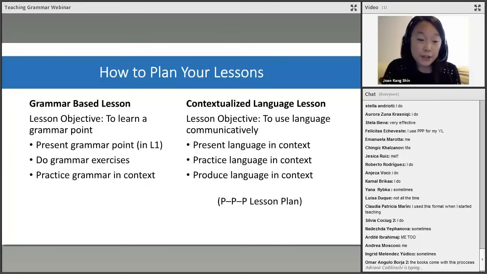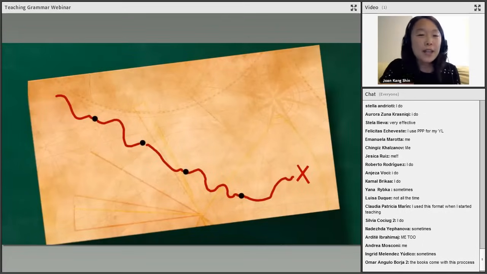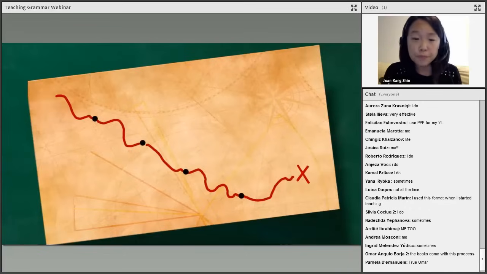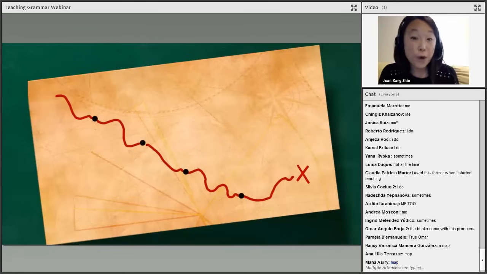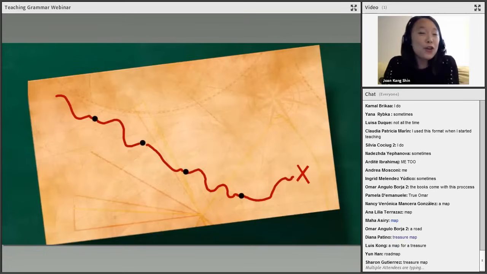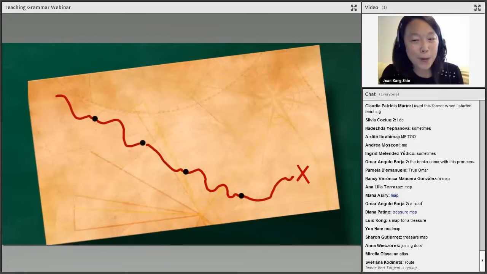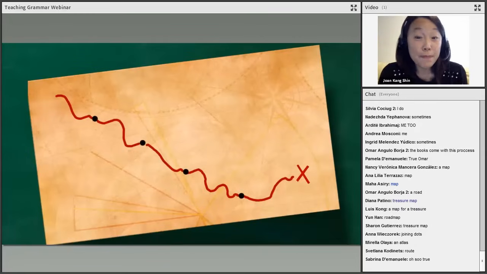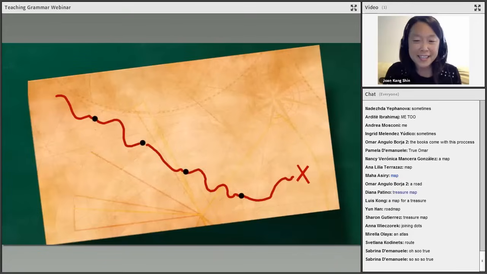Okay, so let me start by presenting another way to look at a lesson plan that is for contextualized language learning. Okay, and what do you see here? This is like a map that I have. So let's say a lesson plan is like a road map, and it's for a trip that you are taking your students on. And the final goal or destination, of course, can't be reached without careful planning of each stop along the way. And you have to make sure you have all you need to get to that final step where the X is.